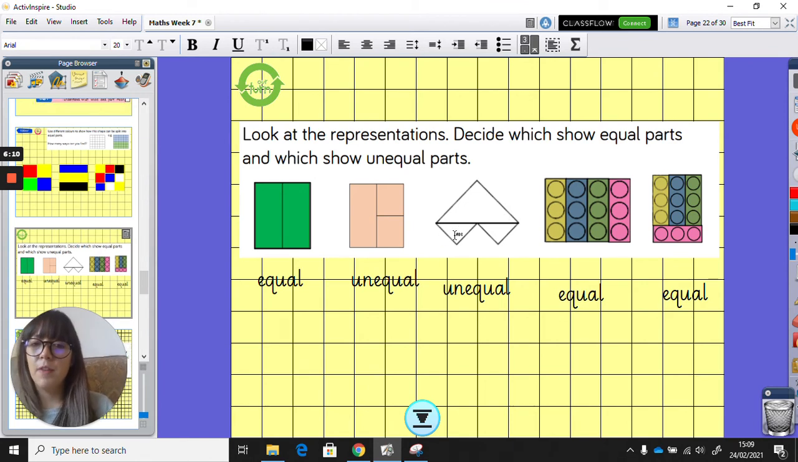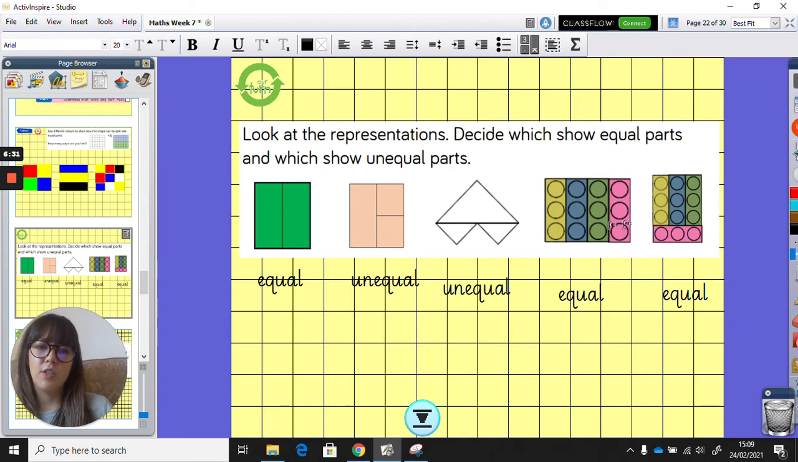Now, this one was very odd, and this took me a lot of thinking about before I think I've got the right answer. So we've got 2 triangles here, and we've got 1 triangle here. Now, are these equal? I think this triangle is a lot bigger than these 2 triangles, okay? So I therefore think it is unequal.